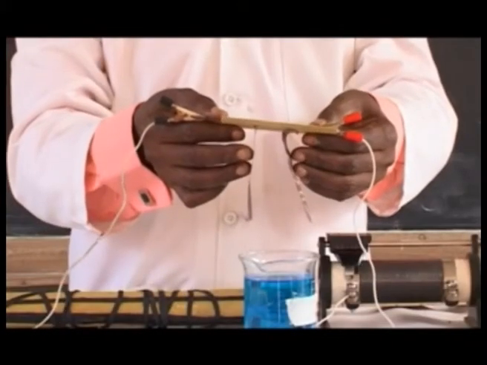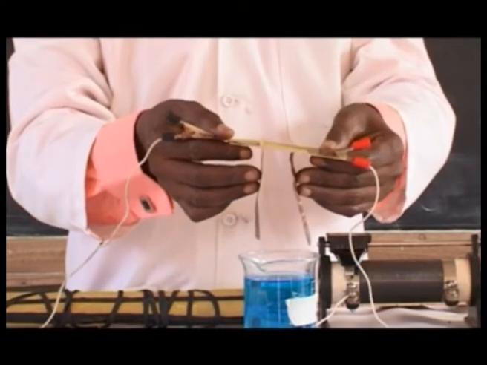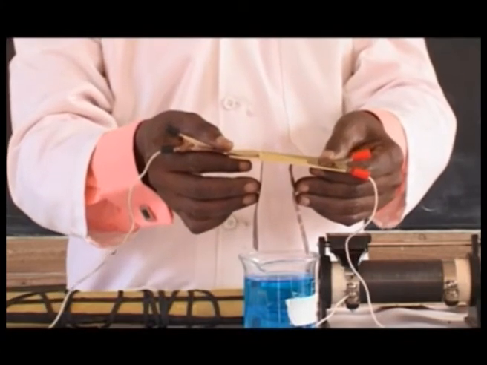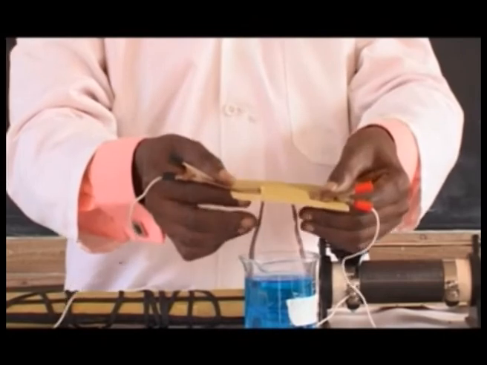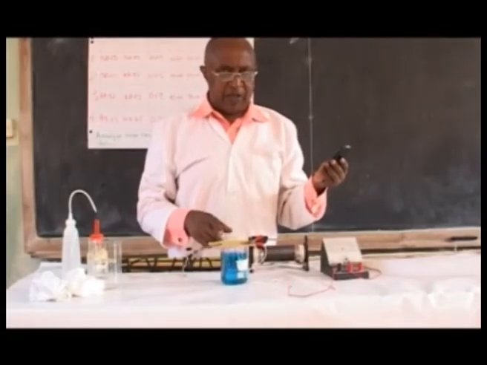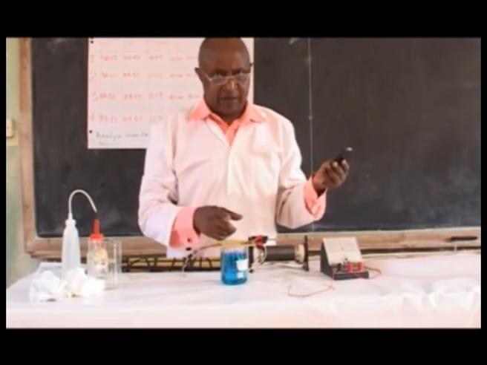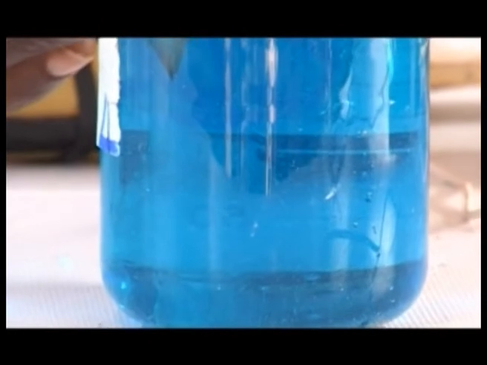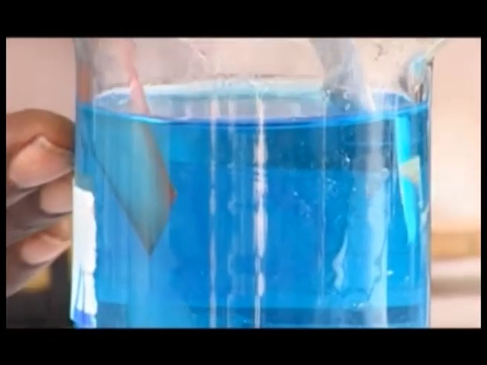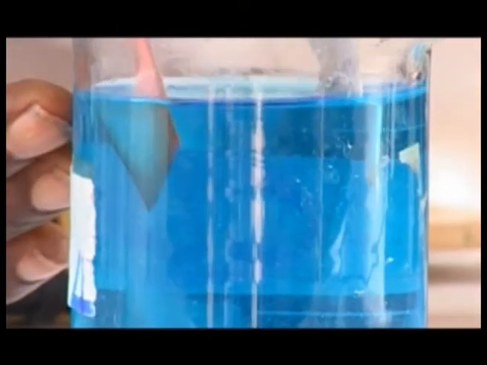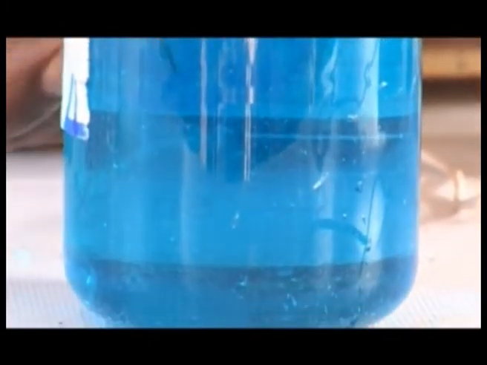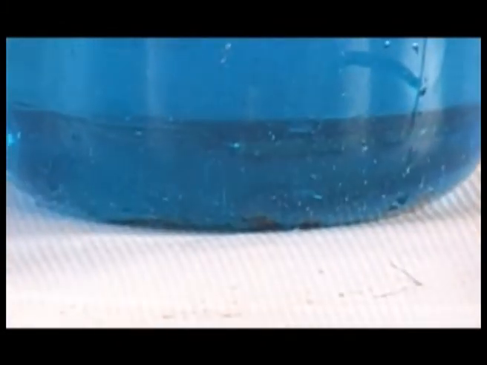Start the experiment by introducing the electrodes into the electrolyte and immediately starting the stop clock. Using a stopwatch, stop the experiment after 15 minutes. You can see that the anode is being corroded and the cathode is being deposited with a brick red colored solid.